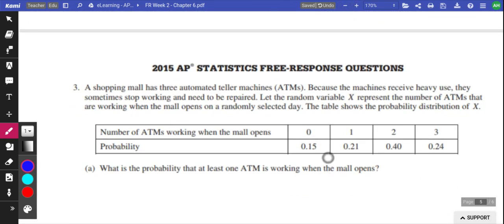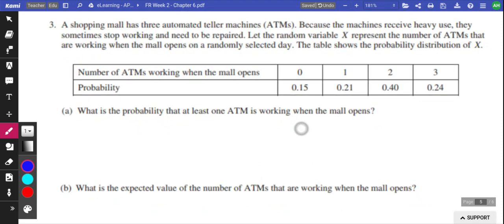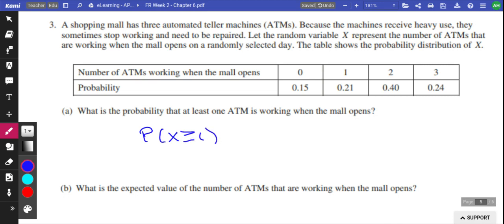All right, 2015. These are going to be kind of similar. This first one's actually kind of nice because it starts off simple. What's the probability that at least one ATM is working? Well, the probability of at least one, the number of ATMs working in the mall when it opens, so probability of X being greater than or equal to 1.